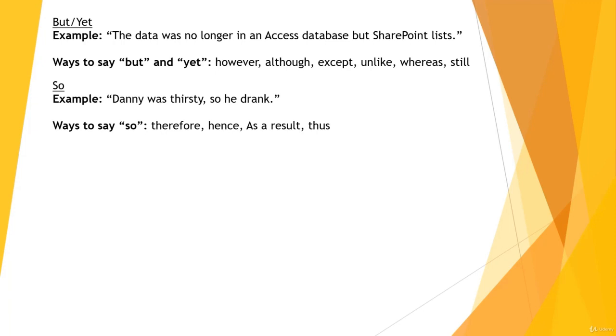So, example: Danny was thirsty so he drank. Ways to say so: therefore, hence, as a result, thus.